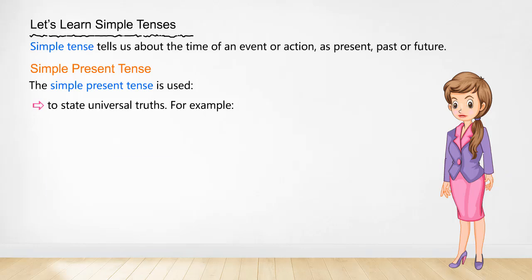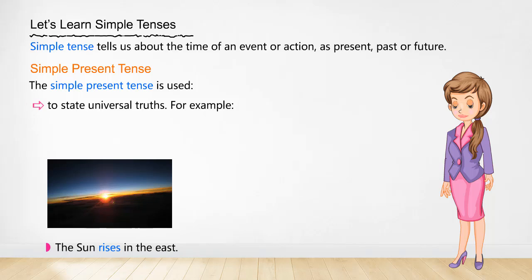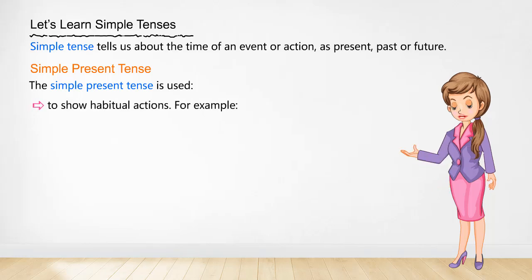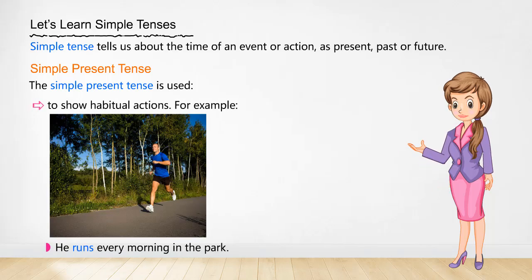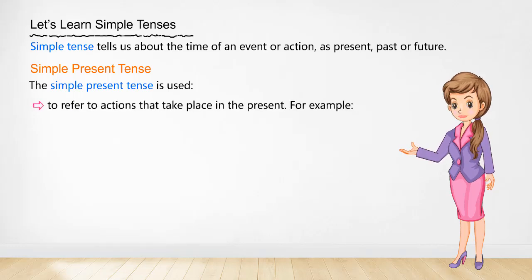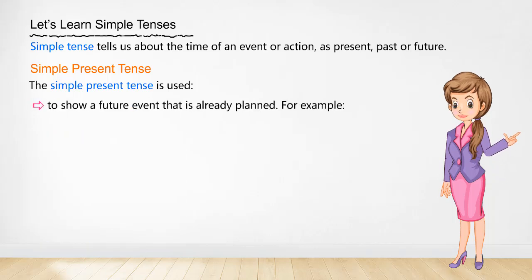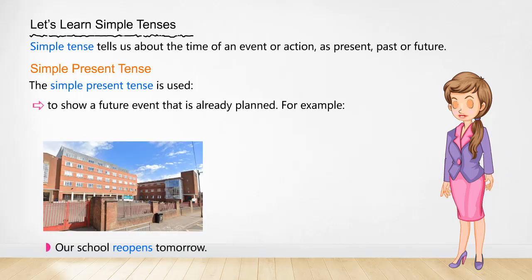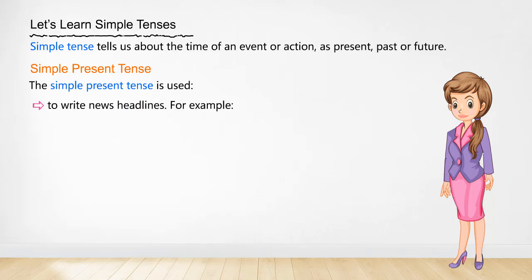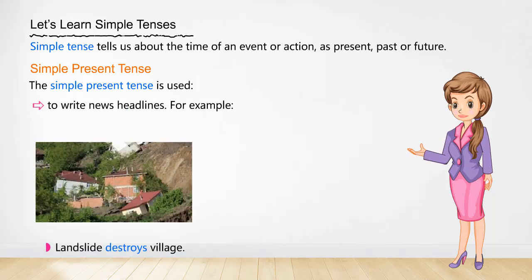For example, the sun rises in the east. To show habitual actions. For example, he runs every morning in the park. To refer to actions that take place in the present. For example, they play football. To show a future event that is already planned. For example, our school reopens tomorrow. To write news headlines. For example, landslide destroys village.